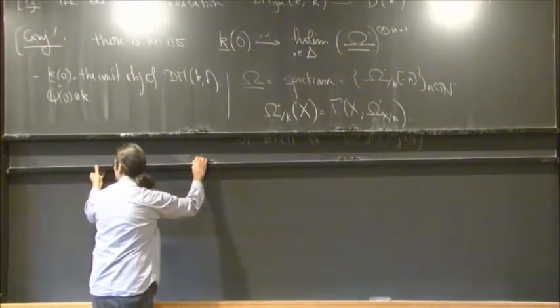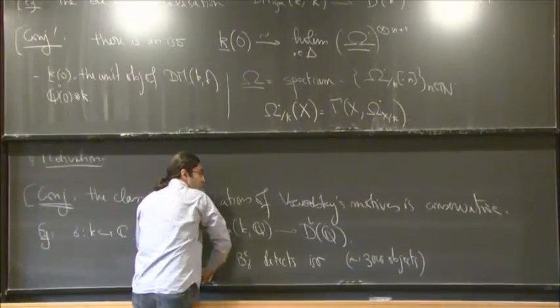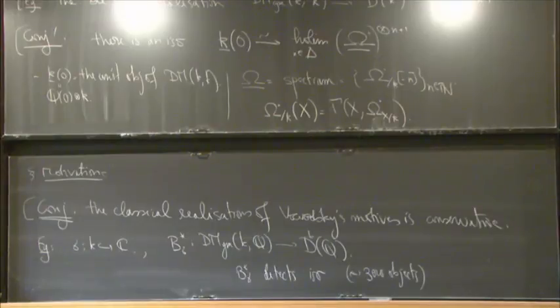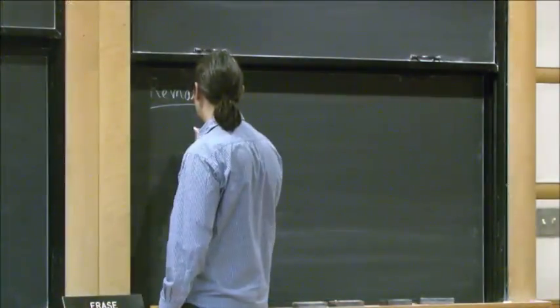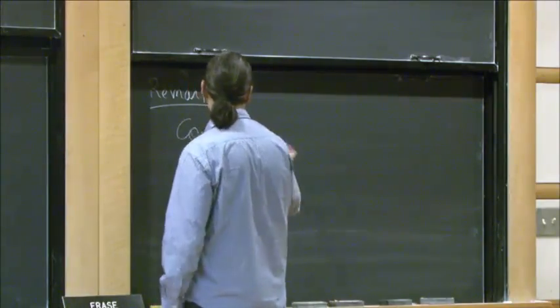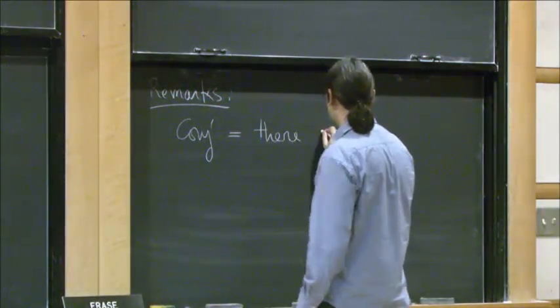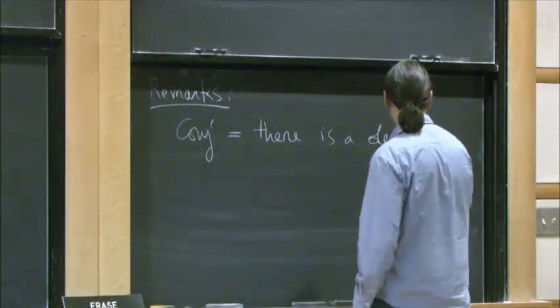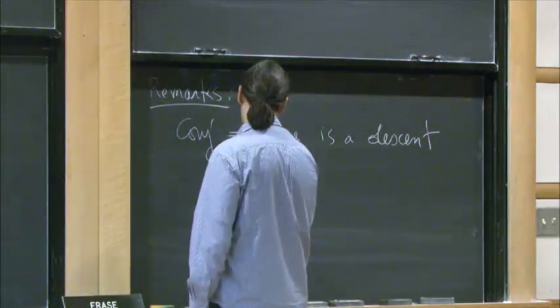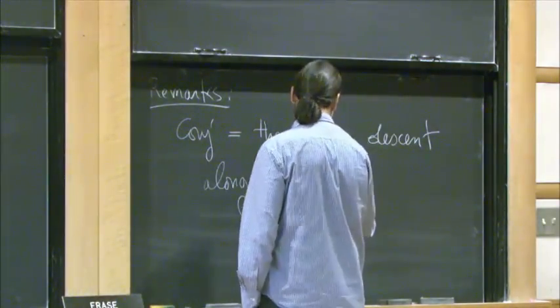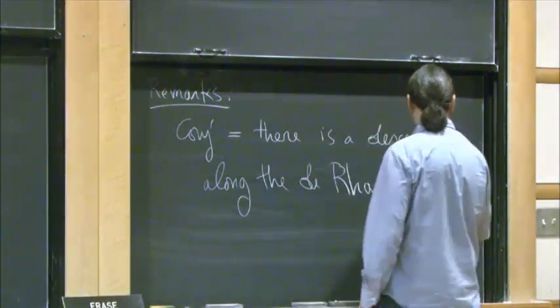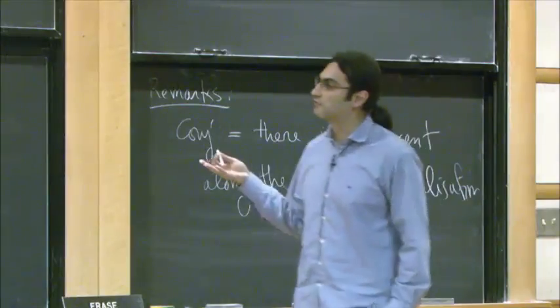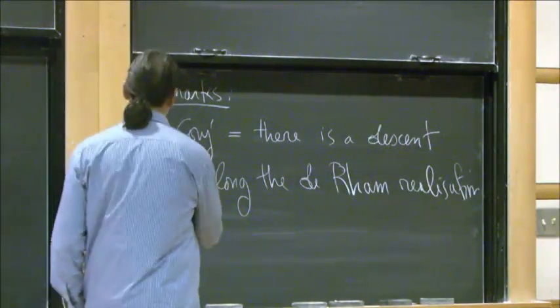Let's see. I just want to spend one minute to tell you how we pass from one to the other. So maybe put this into some remarks. One should think about this conjecture prime as some kind of descent along the de Rham realization. So descent in the sense of, for example, faithfully flat descent, but a bit in a derived setting.